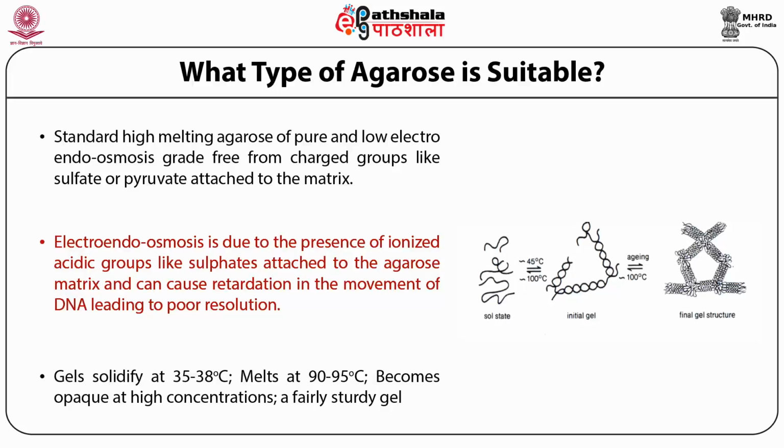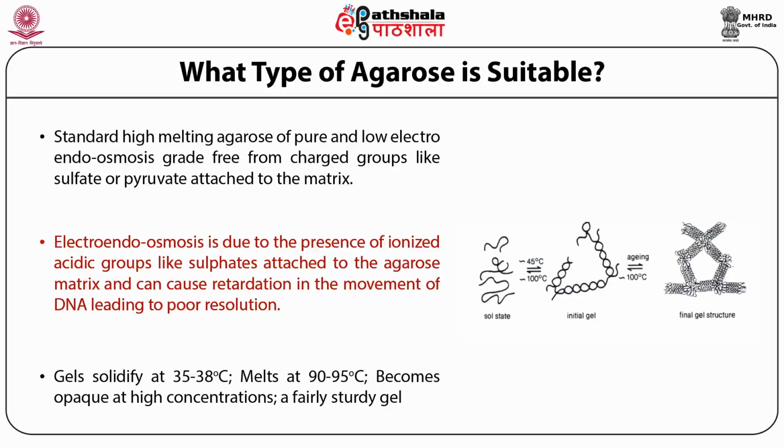The net result is that there is a bulk flow in the direction opposite to that of the movement of the DNA, leading to the retardation in the movement and poor resolution capacity. The retarding effect is significantly greater for large DNA molecules. It is for this reason that high purity grade, low EEO agarose should be used, which has been modified by the addition of positively charged groups to mask the negative acidic groups present.